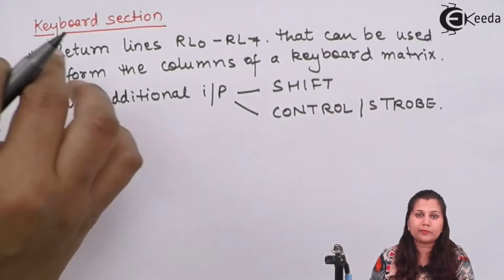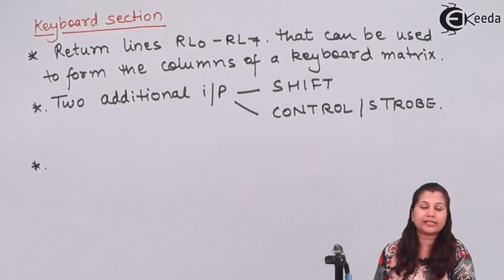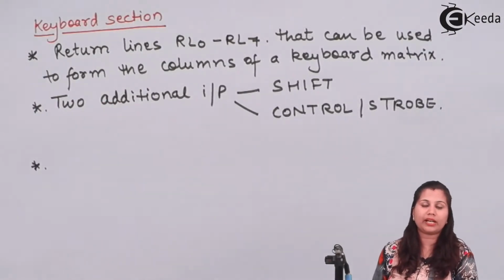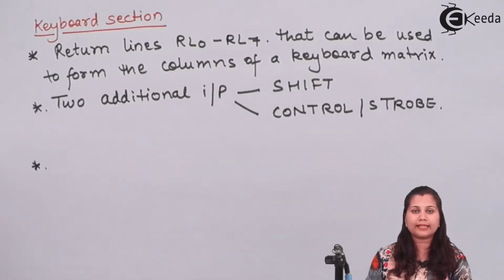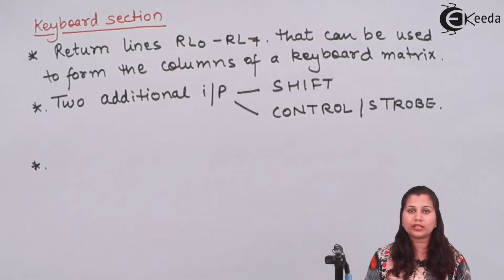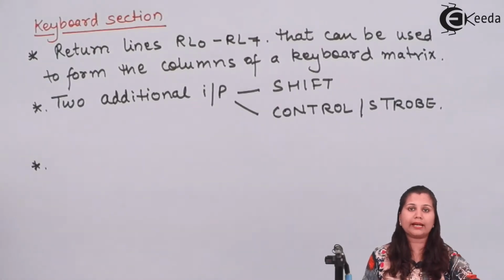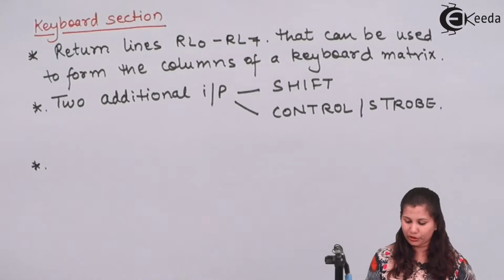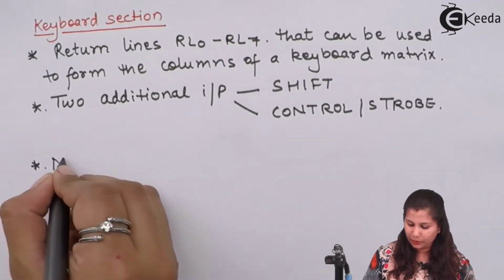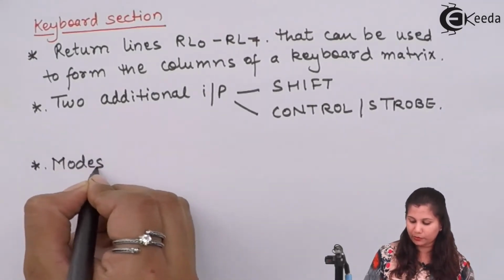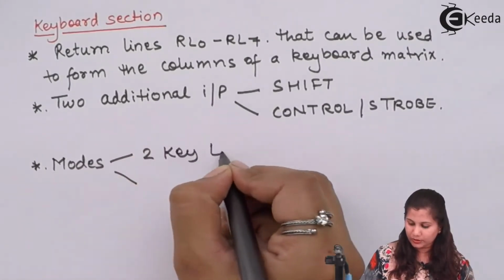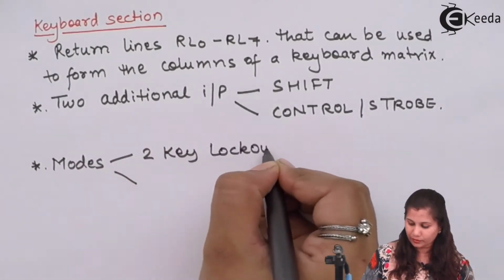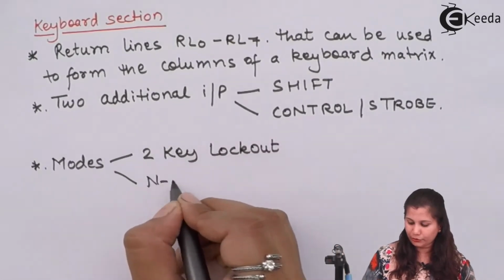Now this keyboard section, if we discuss the modes of 8279, then there are two modes. One is the keyboard mode and second is the display mode. So in the keyboard mode, we have two types of mode: 2 key lockout and N key rollover modes. So if we talk about the modes of this keyboard section, we will have two modes: 2 key lockout and N key rollover.